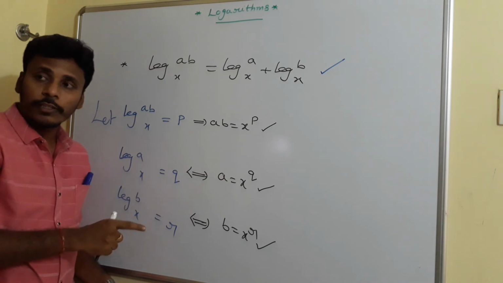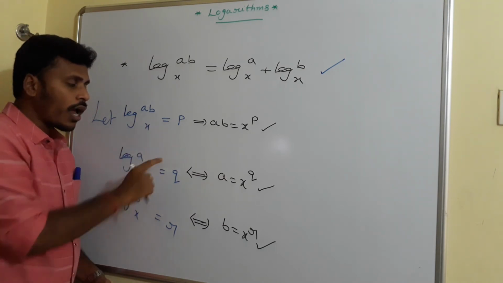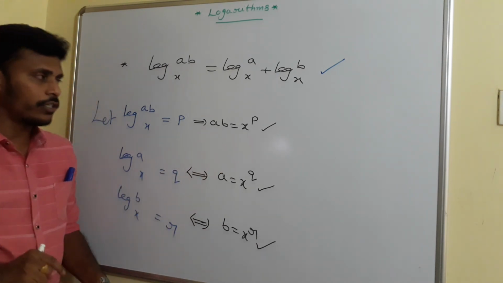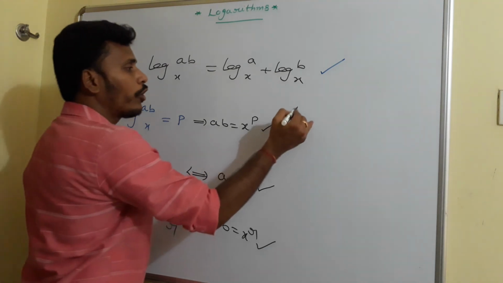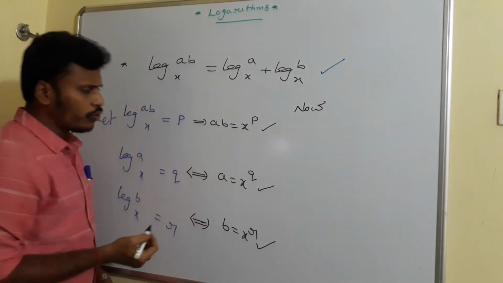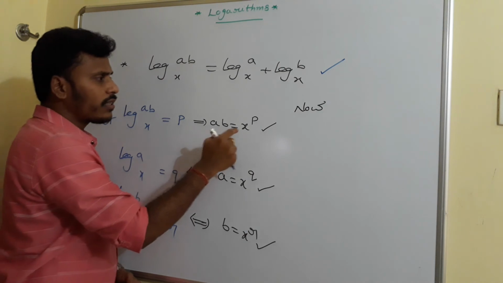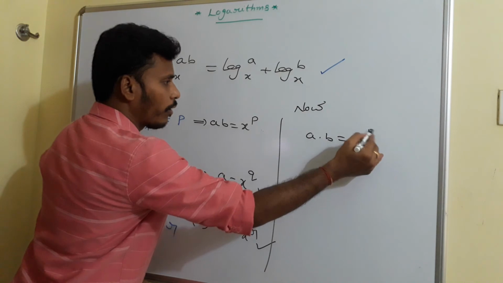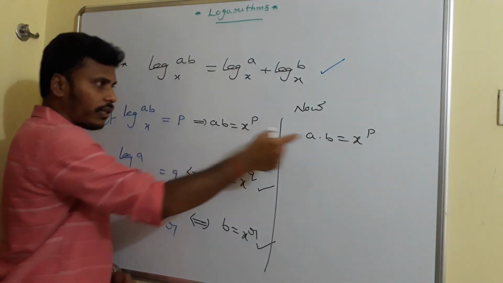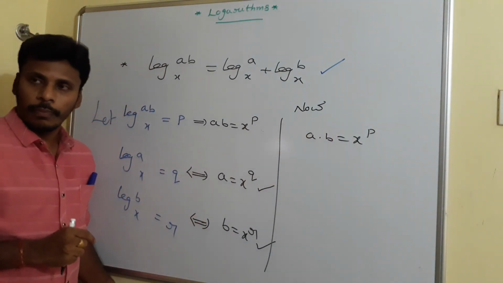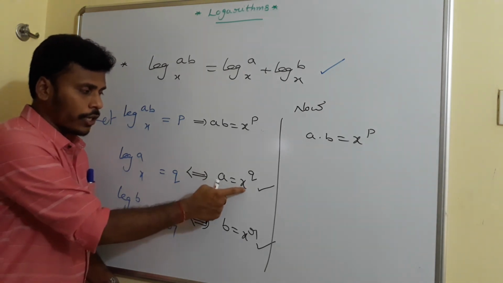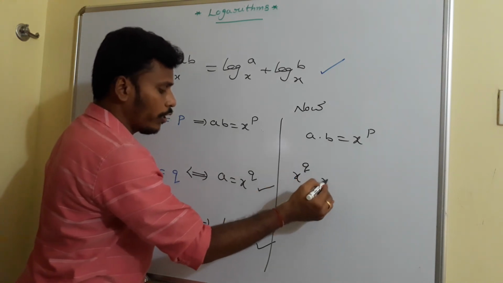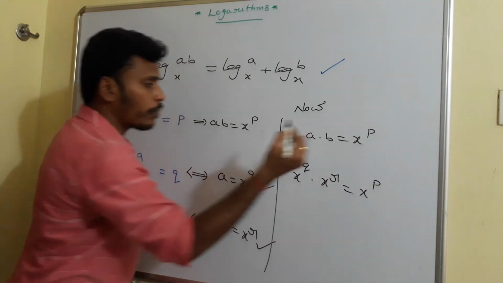To get the support of exponents, I took these three as p, q, r, and by converting into exponential form, a b is x power p, a is equal to x power q, and b is equal to x power r. Now, concentrate that a into b is equal to x power p from the first relation. Now from the second relation, replace a with x power q, and from the third relation, replace b with x power r. So x power q into x power r is equal to x power p.